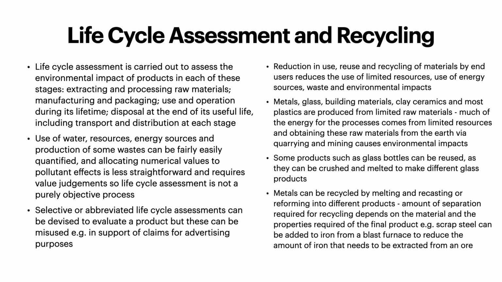Some products, such as glass bottles, can be reused as they can be crushed and melted to make different glass products, whereas metals can be recycled by melting and recasting or reforming into different products. So the amount of separation required for recycling depends on the material and the properties required for the final product. For example, scrap steel can be added to iron from a blast furnace to reduce the amount of iron that needs to be extracted from an ore.